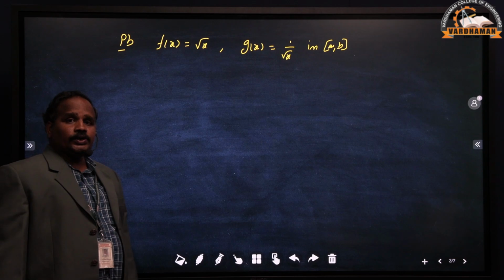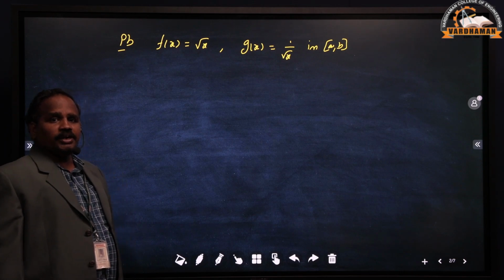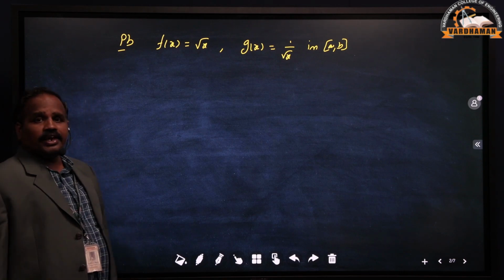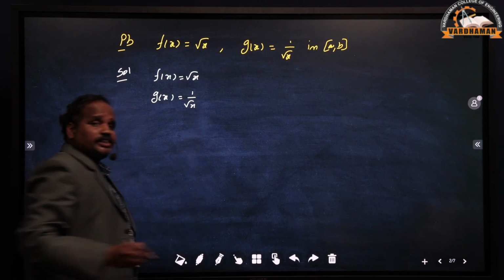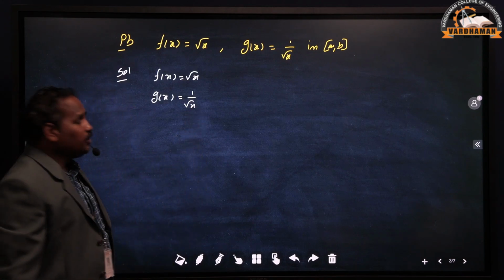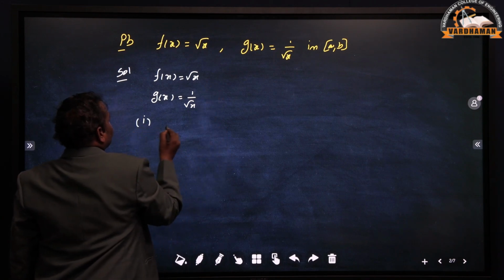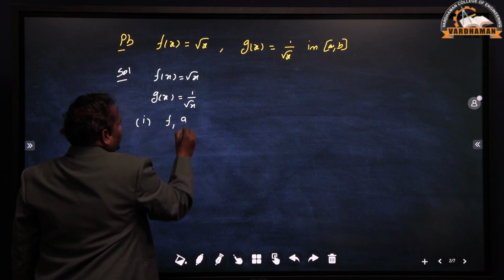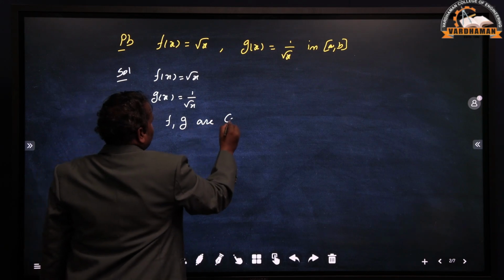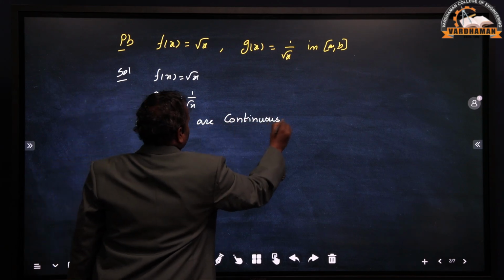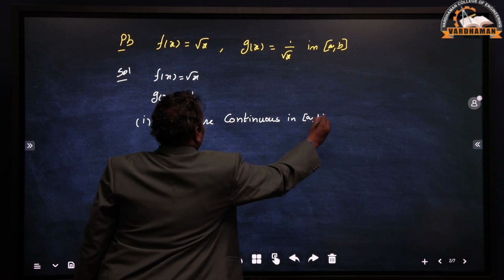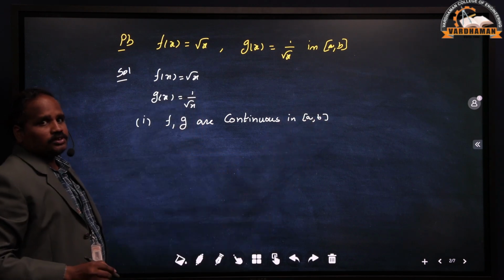f(x) is equal to root x, g(x) is equal to 1 by root x in the interval [a, b]. If you observe, these two are basic functions, and we know that such functions are always continuous. So the first point, f, g are continuous in the closed interval [a, b]. The second condition is the derivative.